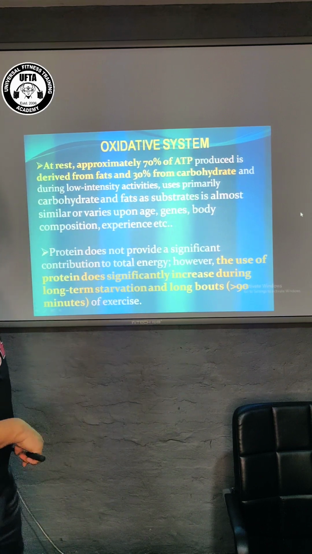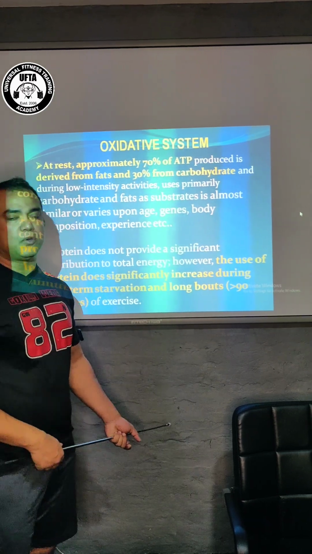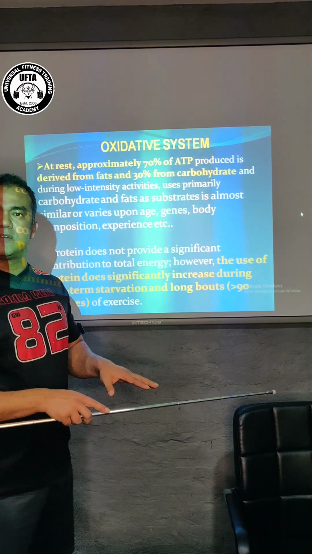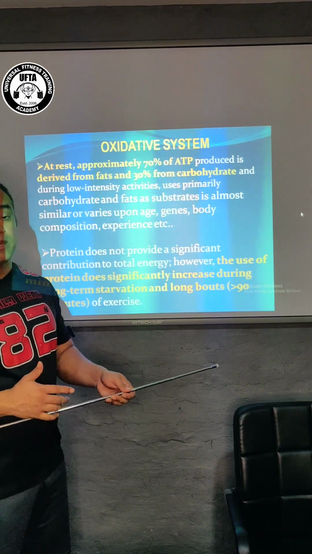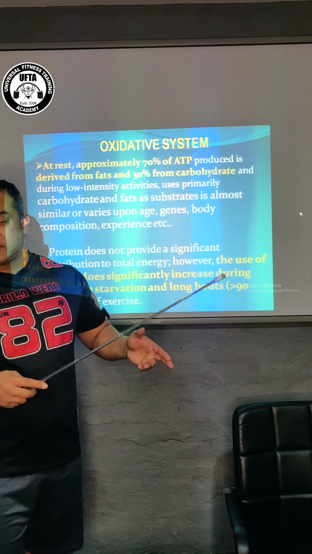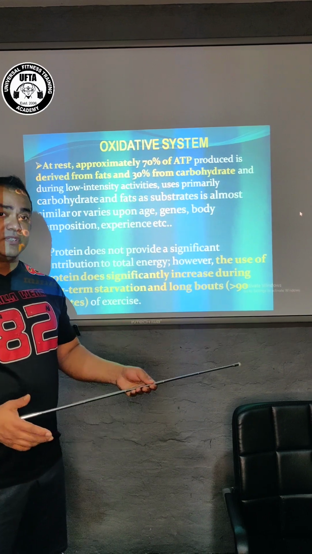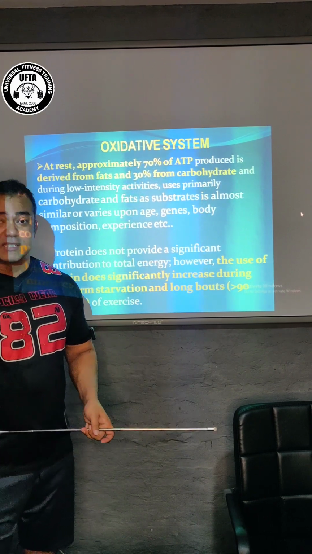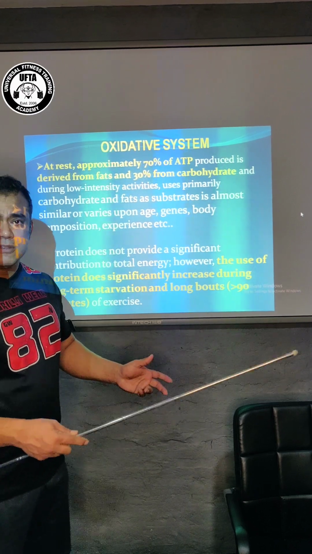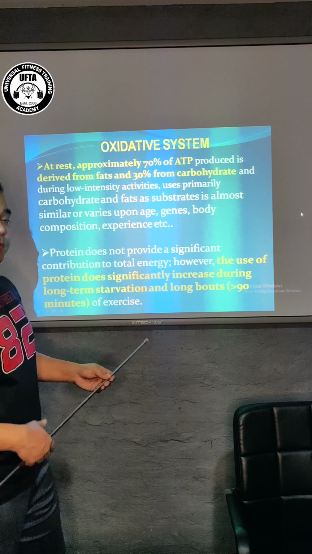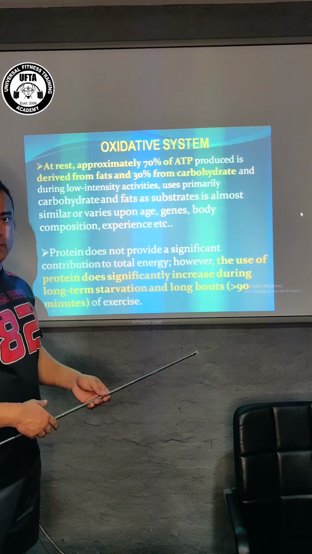During low intensity activities, the body uses primarily carbohydrates and fats as substrates. As you start doing your day-to-day activity, carbohydrates and fats are being burned almost similarly, roughly 5 or 10% here and there, and it varies from person to person because of the fat percentage, genes, the amount of muscle mass in that individual, gender, race, experience, sports, physical activity, and a lot of other variables. But as a whole, carbohydrates and fats are burned quite equally.